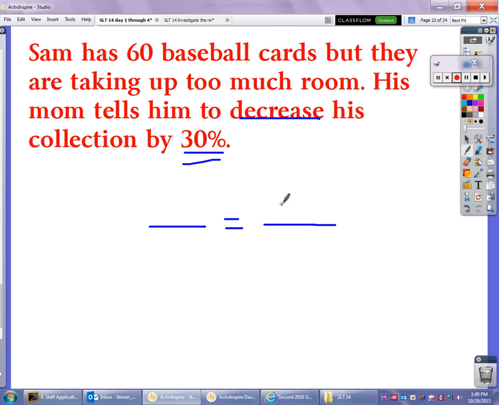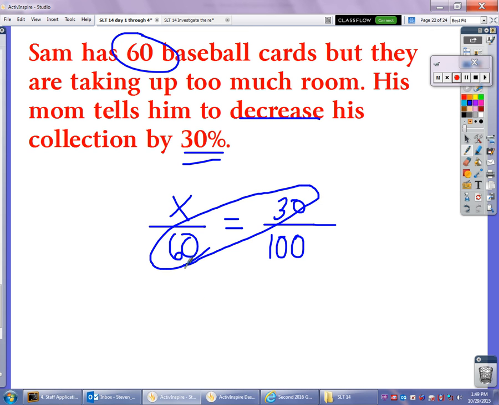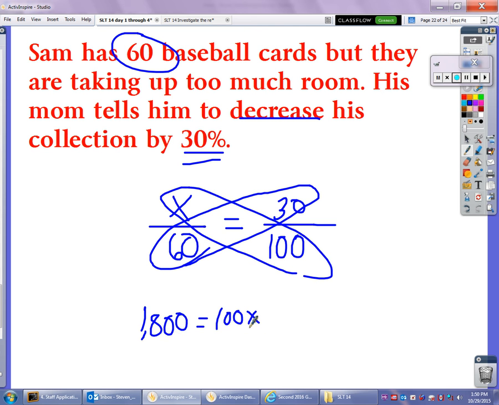The percent is always over 100, so we're going to find out what is 30% of 60 baseball cards. We're going to think of what is 30%. So the 60 is the total. We don't know what is the 30% of 60. And we're going to find that by using this proportion. We're going to cross multiply. 60 times 30 is 1,800, which equals 100 times x, which is 100x.